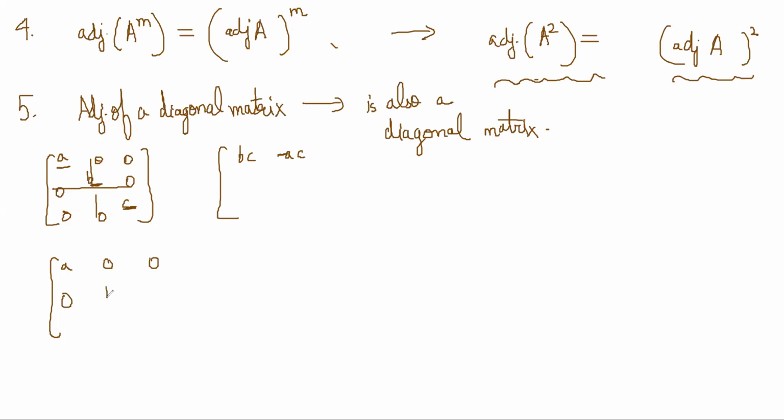0, B0, 0, 0, C. So what is coming? First one is BC. Second one is minus AC. No, it is 0 only. What am I saying? Remove this. Okay. Yeah.